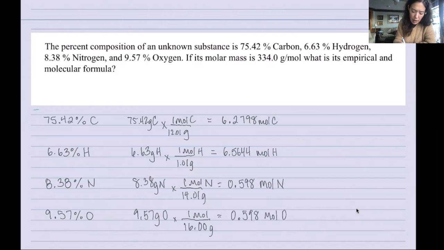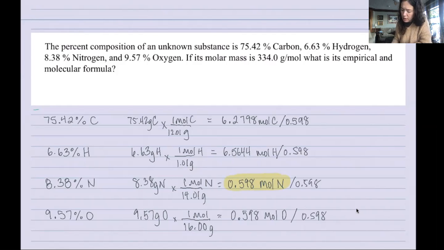Now I'm going to divide every answer, all of my moles, by my lowest value of moles. And that here is going to be this number. Because it's the smallest, I will divide everything by that. Oops, I just wrote it incorrectly. 0.598, 0.598, and I'm finding out what those ratios are, what my subscripts are, right? Because I'm at moles of elements in the compound that can come from my subscripts.